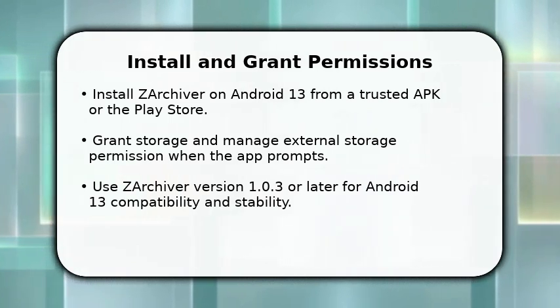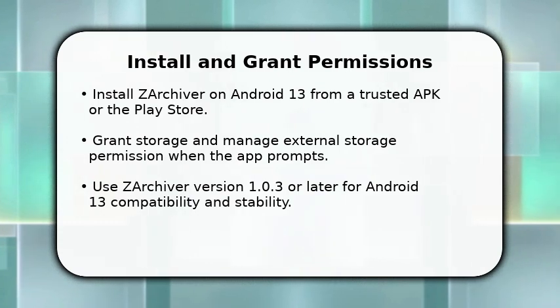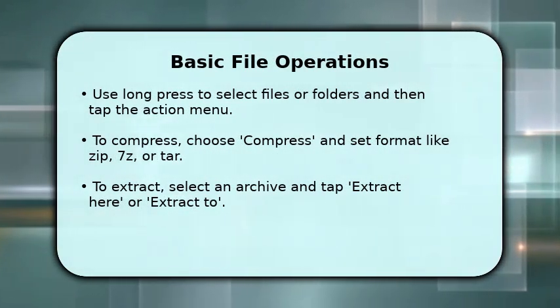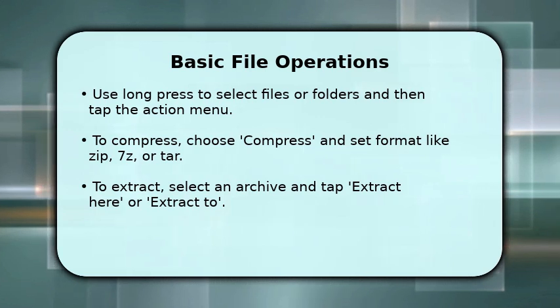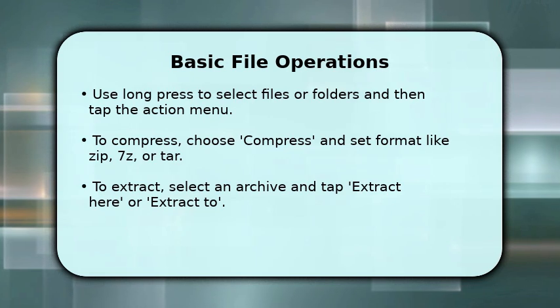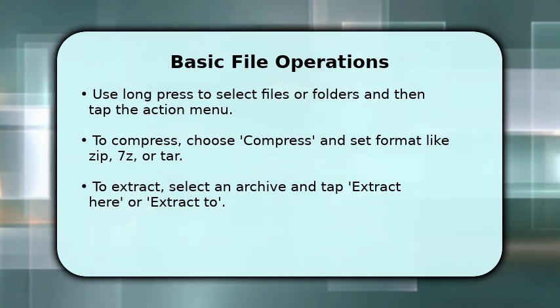Return to Zarchiver and confirm folders appear correctly. If a permission is denied, revisit settings and open Zarchiver and navigate to the folder containing your files. Long press one item to enable multi-select, then tap each additional file you need. Use the three-dot action menu to copy, move, delete, rename, or change file permissions.